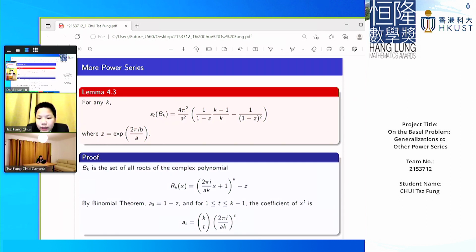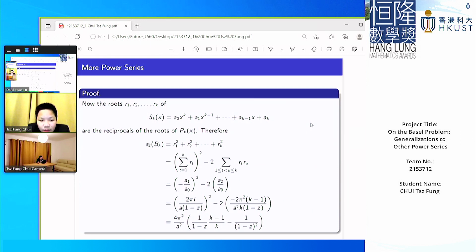What remains is to express S2bk in terms of a, b, and k. The desired expression is shown on the slide. The proof uses the same idea as in the proof of lemma 2.11, which is Vieta's formula, but it is a bit different in the part where we find the polynomial with roots being elements in bk. And so eventually, S2b equals 4 pi squared z over a squared times (1 minus z) whole squared.